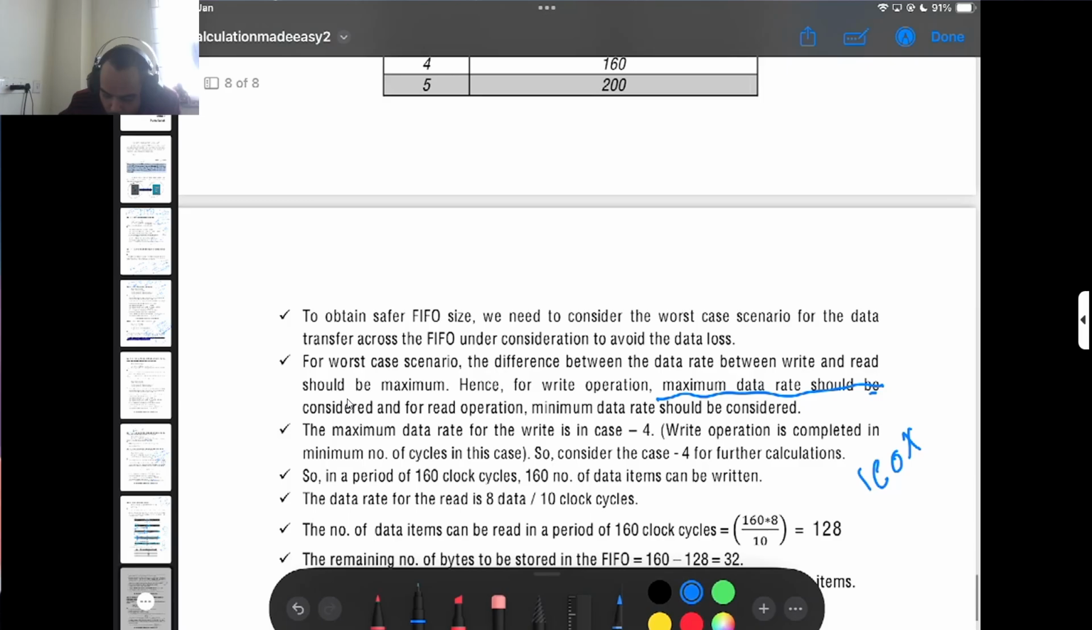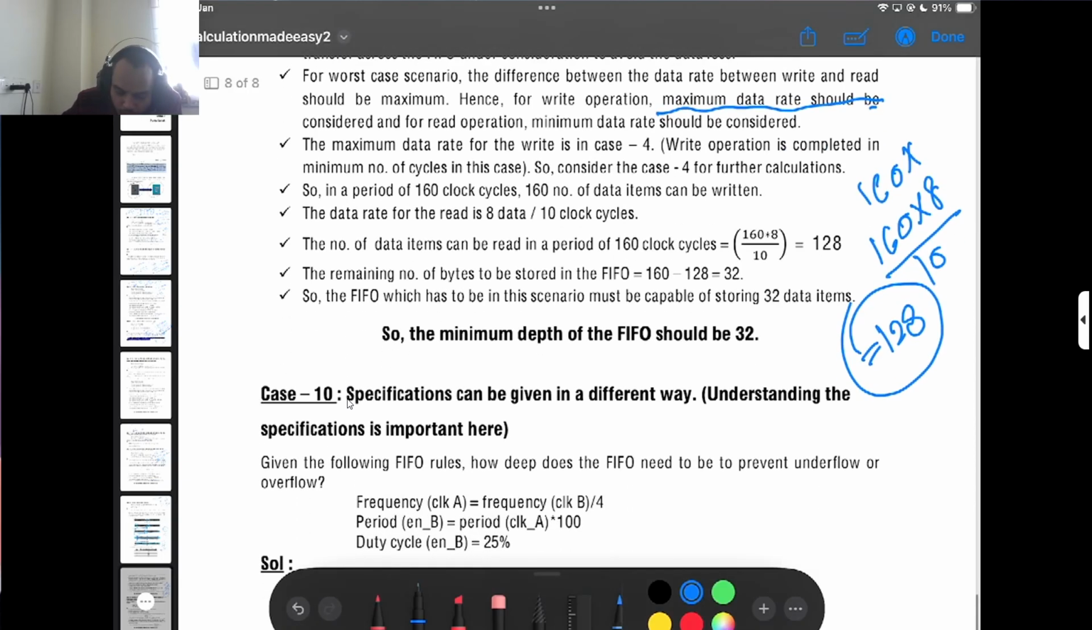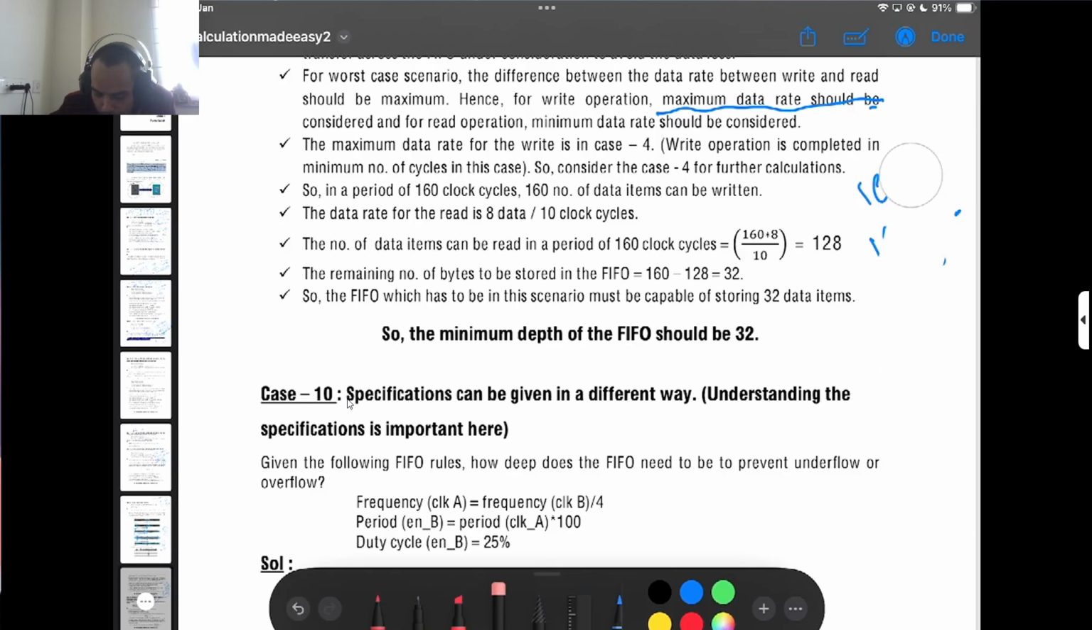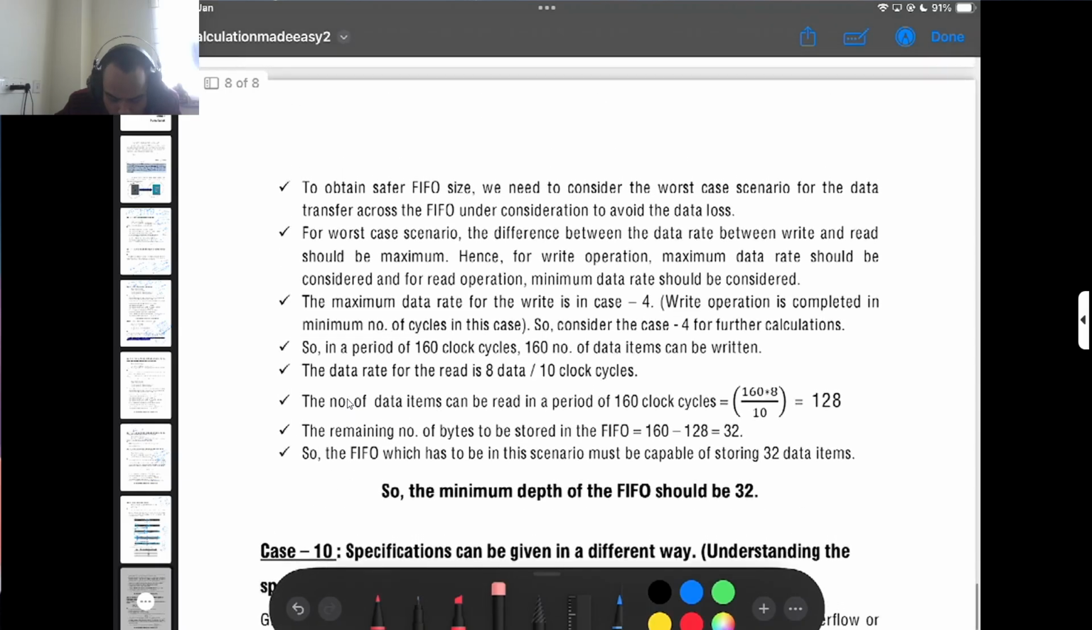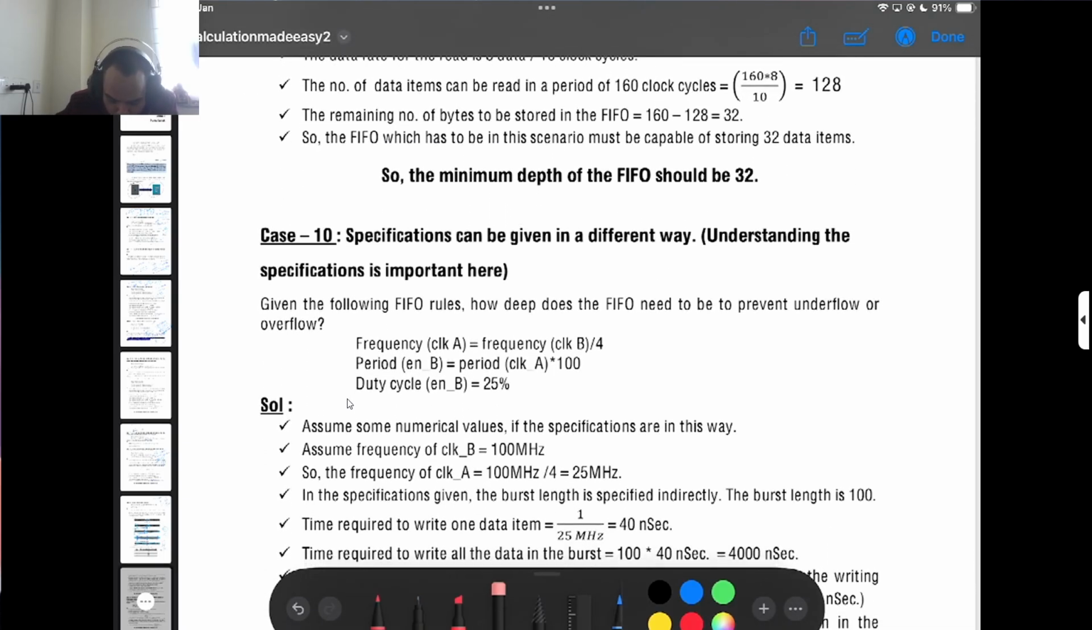So 8 out of 10 data will be received. For this, we have 160 into 8 by 10, so that is 128 data that can normally be read. But how many data will be left? 160 minus 128, that is 32 data we can't read. So our FIFO size, FIFO depth, is 32. Actually, 32 depth is required for the FIFO. So the minimum depth of the FIFO should be 32.